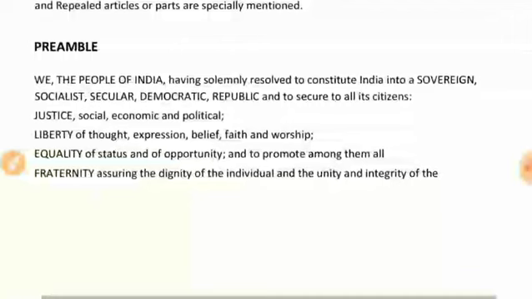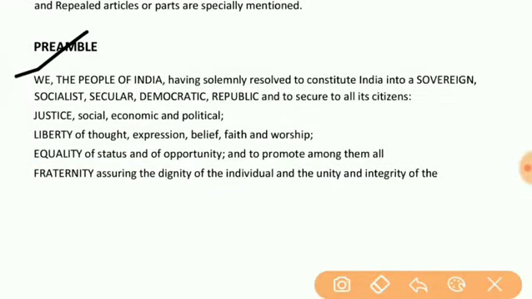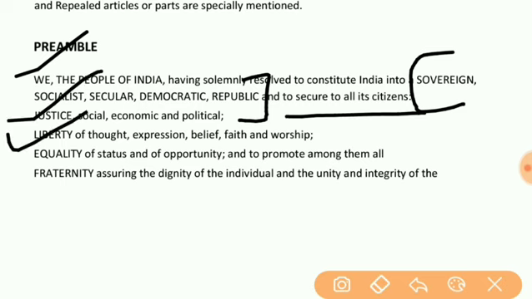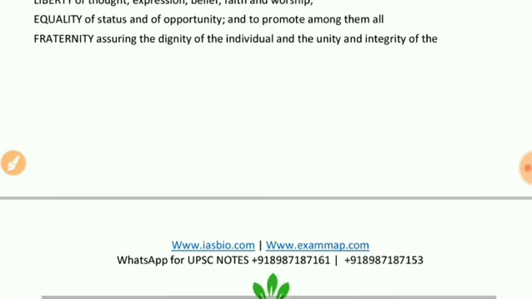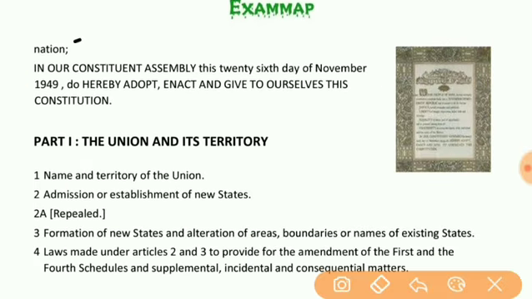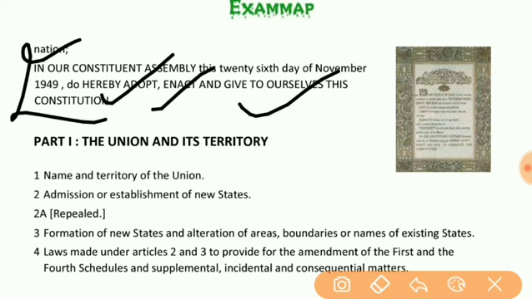So first we have the Preamble. We, the people of India, having solemnly resolved to constitute India into a sovereign, socialist, secular, democratic republic. These 5 words represent the nature of the Indian Constitution. Then, to secure to all its citizens justice, liberty, equality, and fraternity. These 4 words represent the objective of our Constitution, what the Constitution wants to achieve in India. And here we have the date on which this Constitution was adopted, enacted, and given to ourselves.